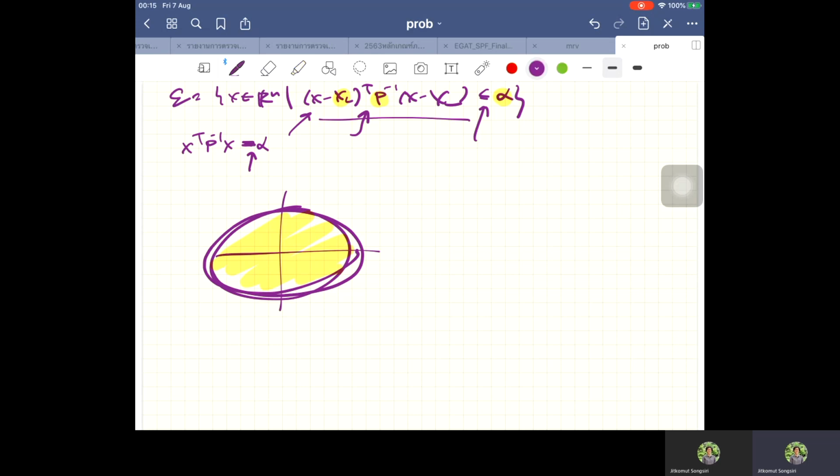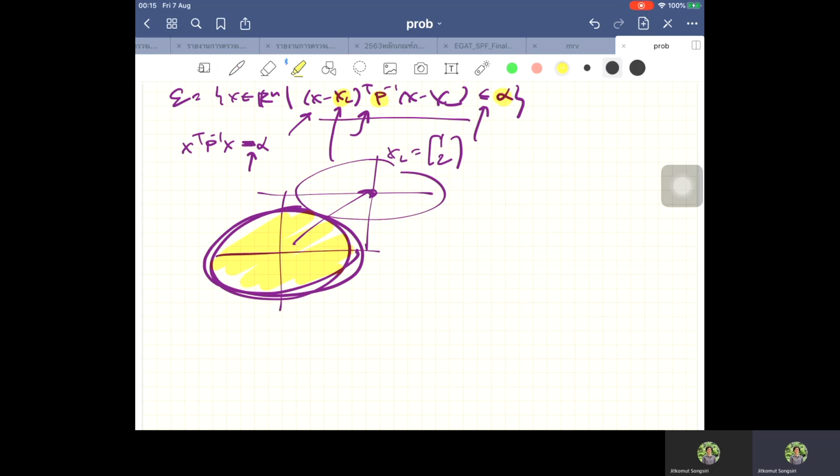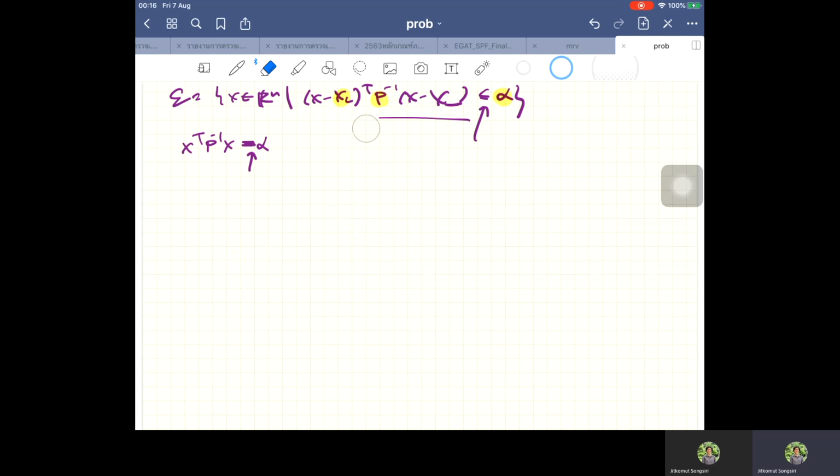And of course, if you have xc, you know that you just translate, right? If xc is (1, 2), you just move this ellipsoid to have the center at (1, 2). So the translation and the inequality are not difficult to generalize. Basically, I want to see how these equations can be sketched on Rn.